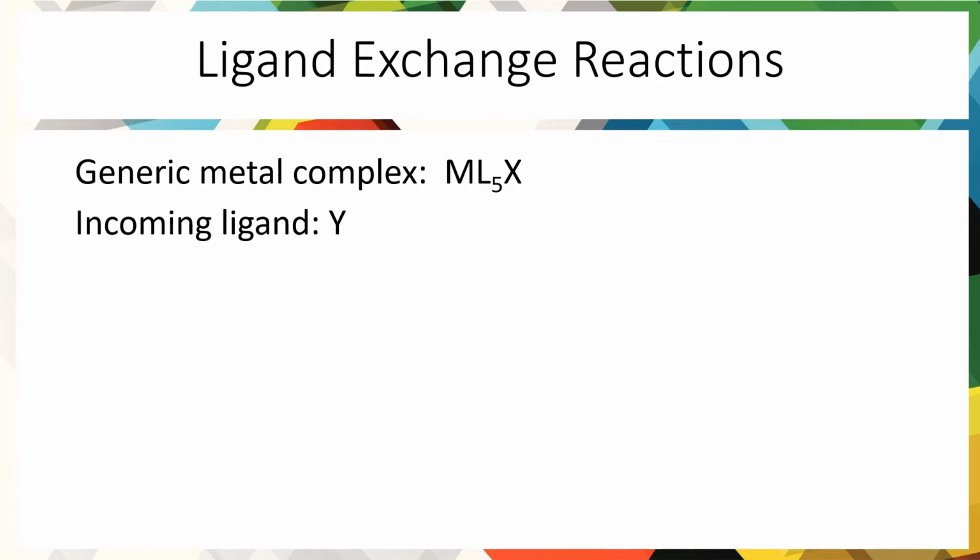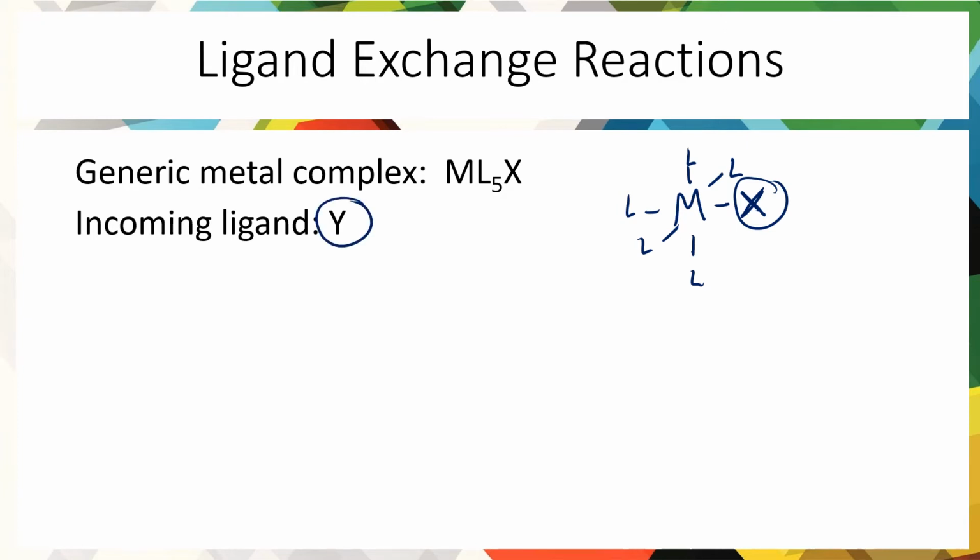So for the example today, we're going to consider a metal complex with 6 ligands. We're going to name 5 of those ligands L, and we're just not going to worry about what those are for most of the part. And the other ligand will be some leaving ligand X. Okay, so this X here will be the ligand that is exchanged. And an incoming ligand will be named Y.